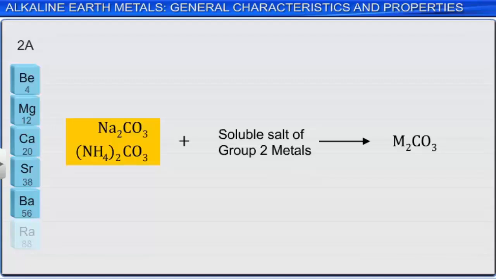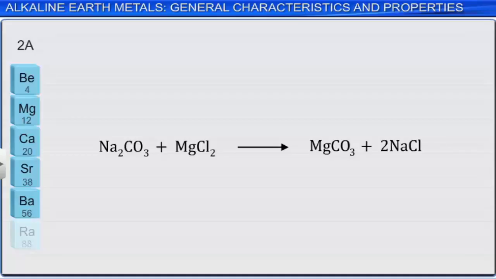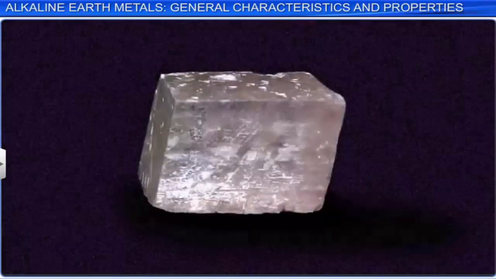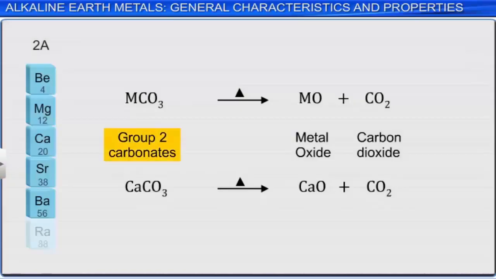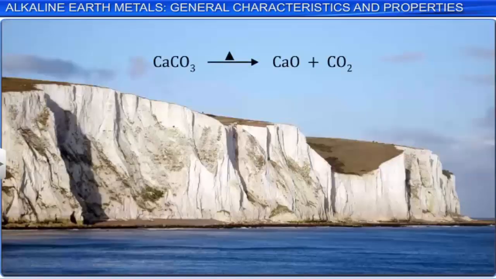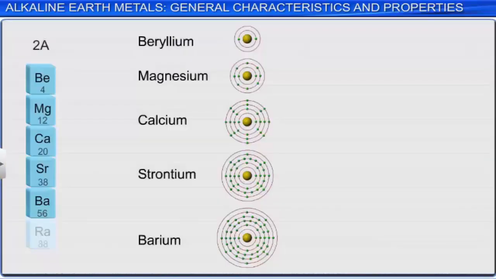The carbonates of the group 2 metals are insoluble. They can be prepared by reacting soluble carbonate salts, such as group 1 or ammonium carbonates, with soluble salts of the group 2 metals. One such reaction is shown here. A photograph of the mineral calcite, a naturally occurring form of calcium carbonate, is shown here. The group 2 metal carbonates decompose upon heating to form the oxide and carbon dioxide, as shown for calcium carbonate here.